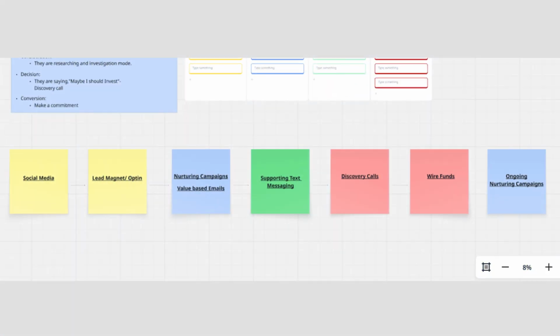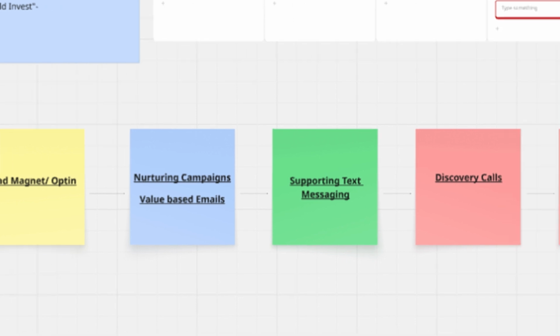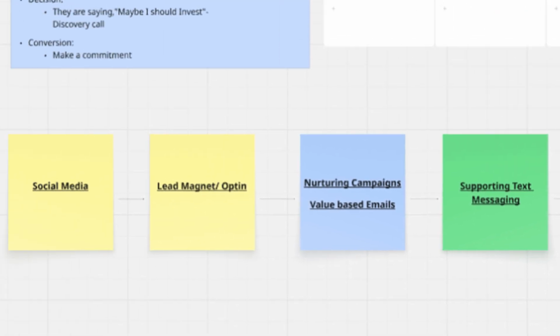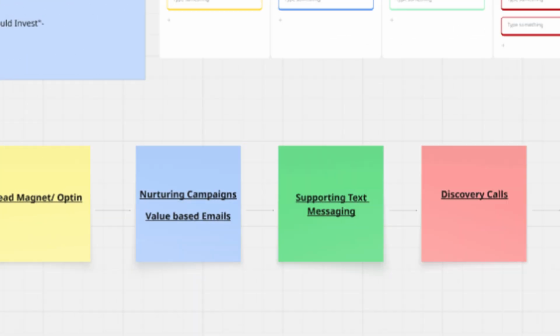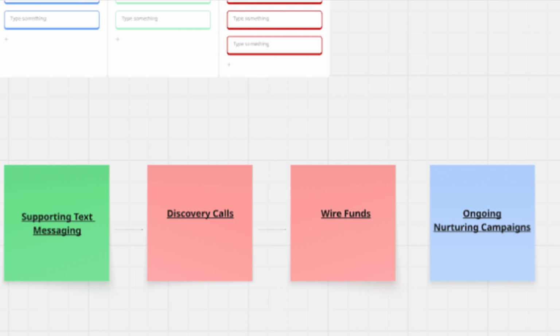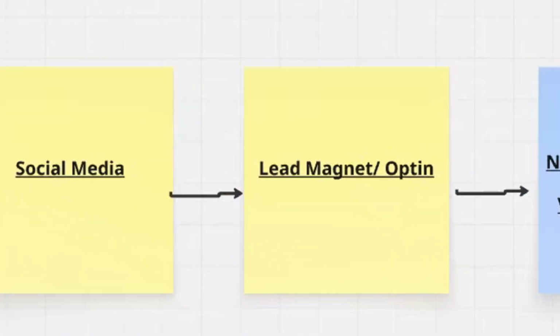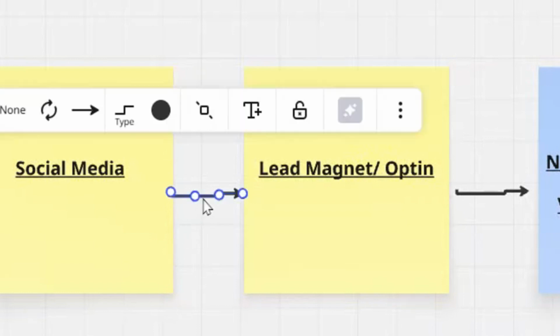Step 3, start dropping sticky notes in each touch point. Blue for emails, green for text, use yellow for content, video, PDF, podcast stuff, and red for calls or high touch points. Step number 4, add arrows between them. Show how it flows. Visualize how someone moves from a LinkedIn post to a lead magnet, to an email, to a call, and then hopefully to a wire.